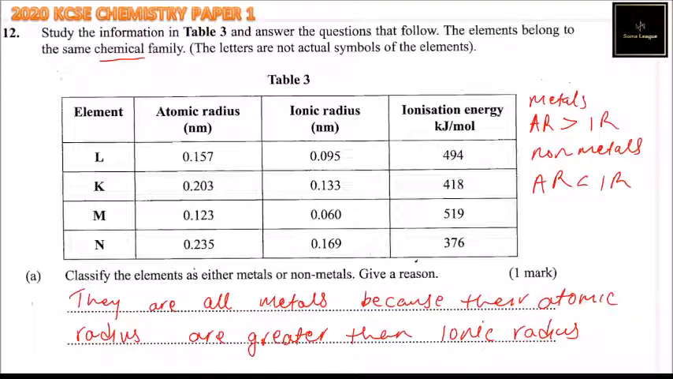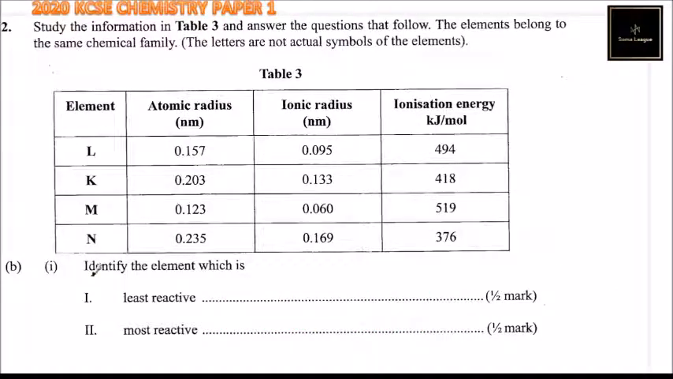We look at the other section. So we have part B. The same table remains and the description. Identify the element which is least active. So we say least active. The higher the ionization energy, the less active an element is. So if you look at the ionization energy, M has the highest ionization energy.